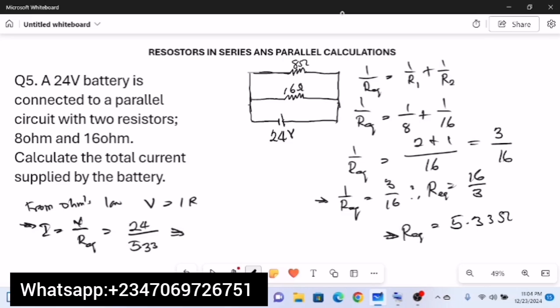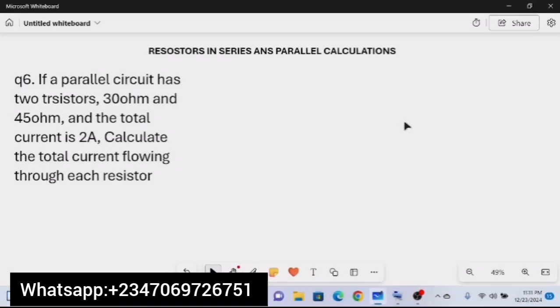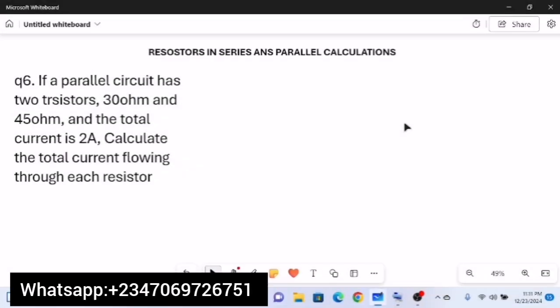So this simply implies that the current flowing through the circuit is going to be equal to, so let's find 24 divided by 5.33. That simply gives us 4.50 approximately. So we'll have 4.5 amps. Okay, 4.50 ampere of current is flowing through that circuit. Okay, so one more question and then we're going to be done with this session. Alright, so let's consider the final question for this session.